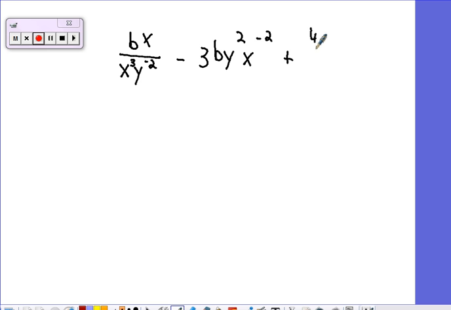Rock and roll. So here's our first problem. b times x divided by x to the third, y to the negative second, minus 3b y squared x to the negative second, plus 4y squared divided by b x squared. So that's our very, very first problem.